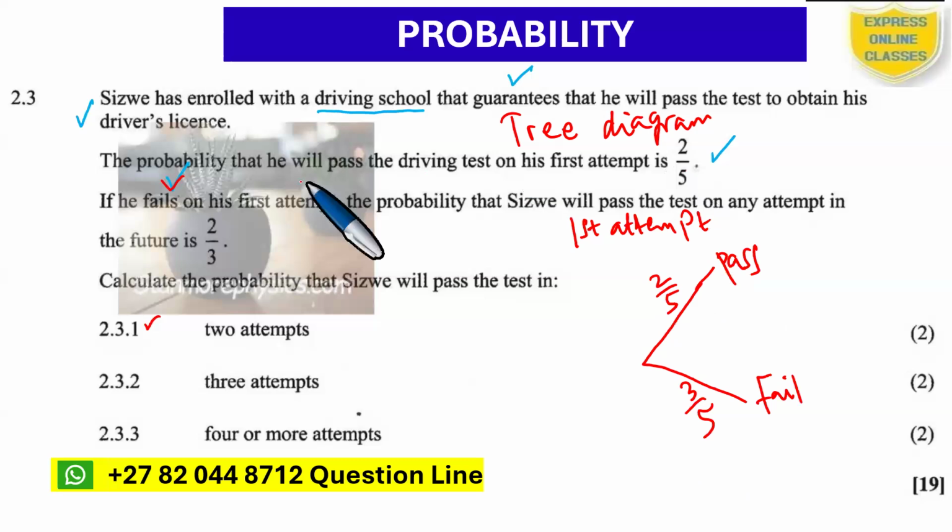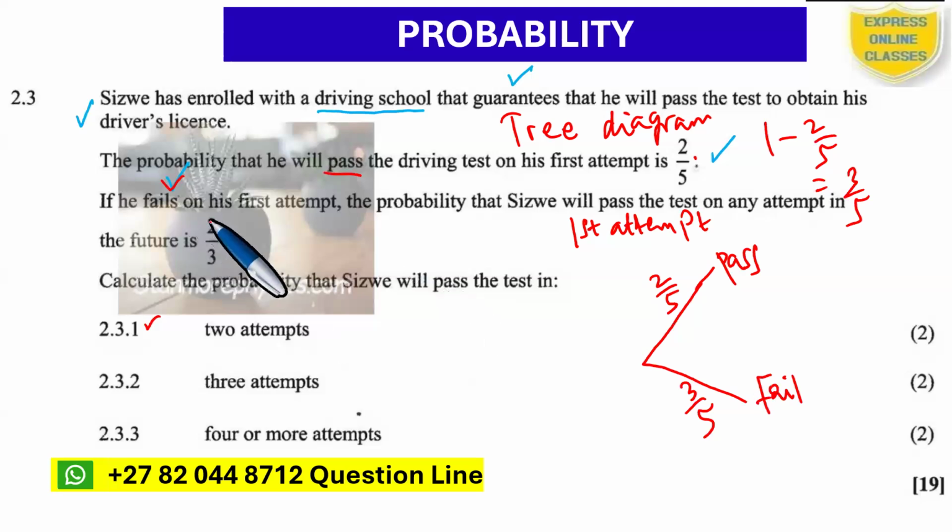So if they give you the probability of a pass is 2 out of 5, it means that you must say 1 minus 2 out of 5, and then you get 3 out of 5. 3 out of 5 is the probability of a fail. Okay.